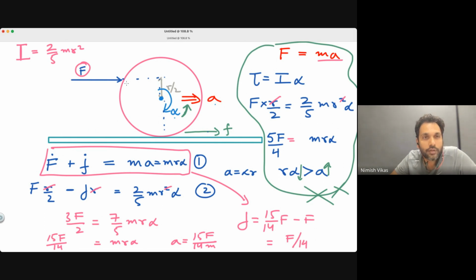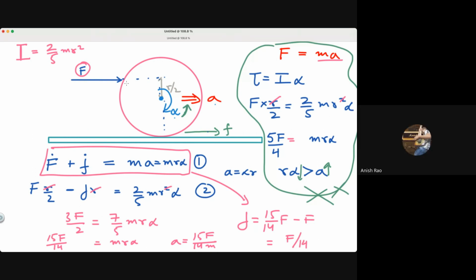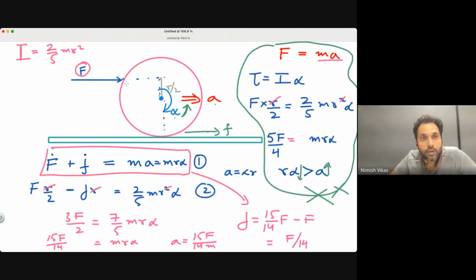Solid sphere is 2 by 5 and hollow sphere is what? 2 by 3. Okay. What should have been the height of the F so that I require no friction?